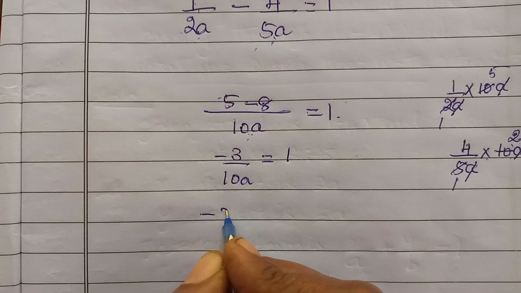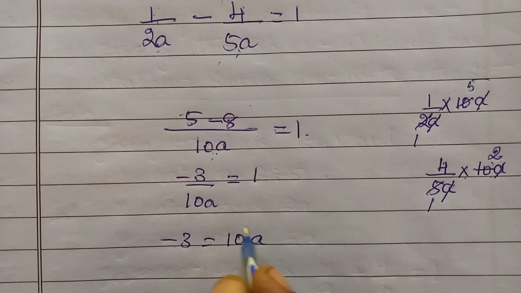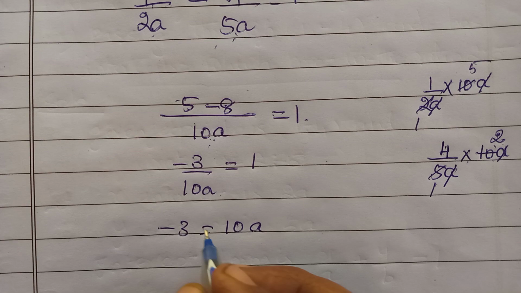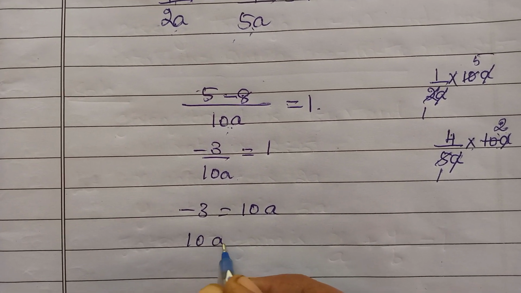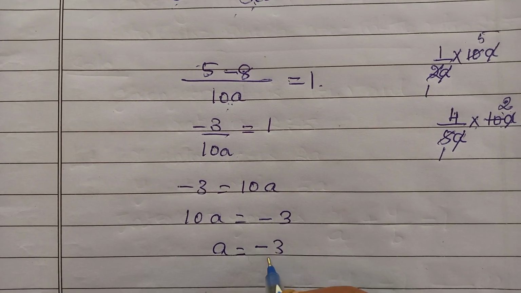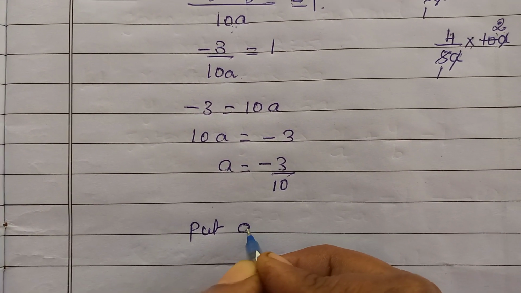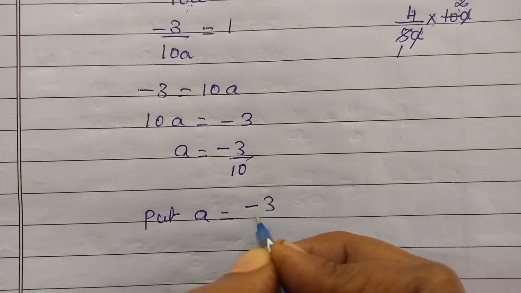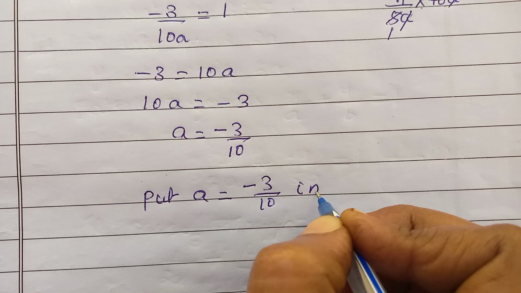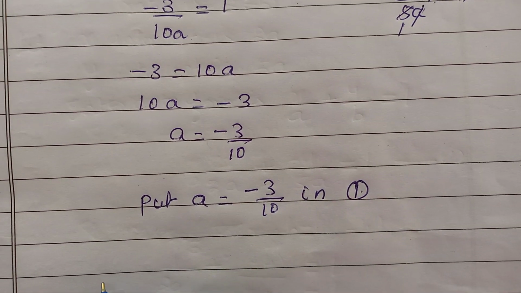So minus 3 equal to, cross multiply, 1 into 10a is 10a. From here change the sides. So 10a equal to minus 3, a is equal to minus 3 by 10. Okay, put a is equal to minus 3 by 10 in equation number 1.